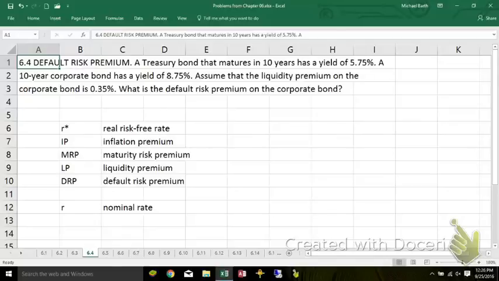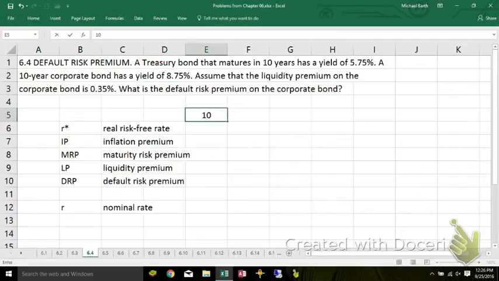Alright, this is problem 6.4 from Brigham and Houston, Concise 9th edition. We're given information about a 10-year Treasury bond and a 10-year corporate bond and their yields. Alright, so the 10-year Treasury and the 10-year corporate.